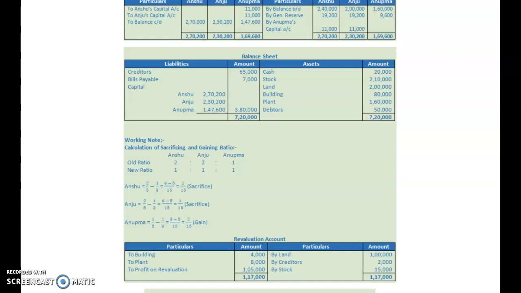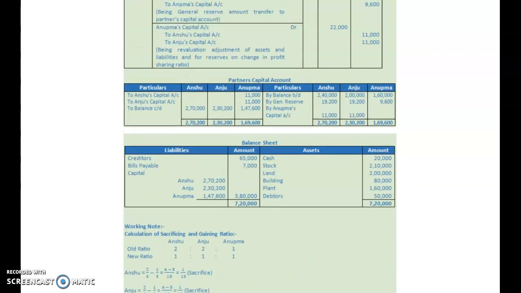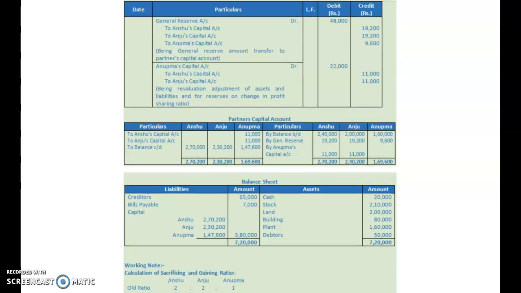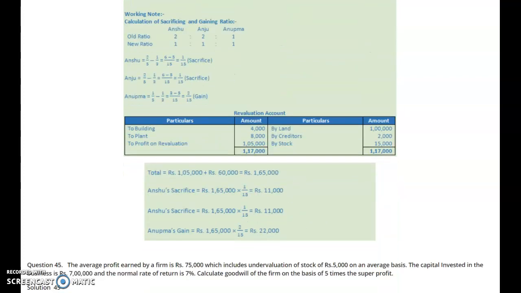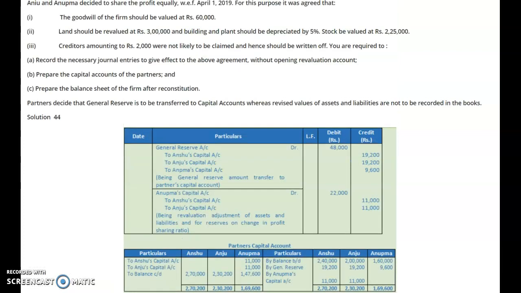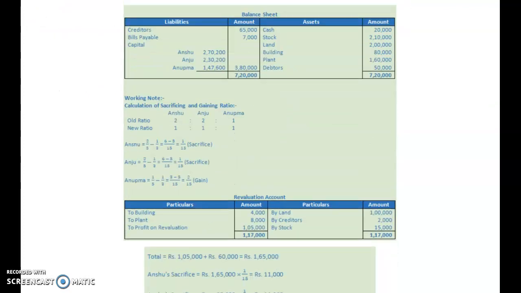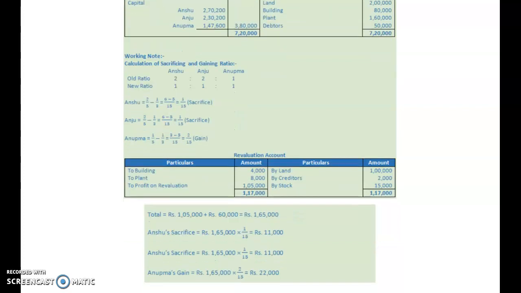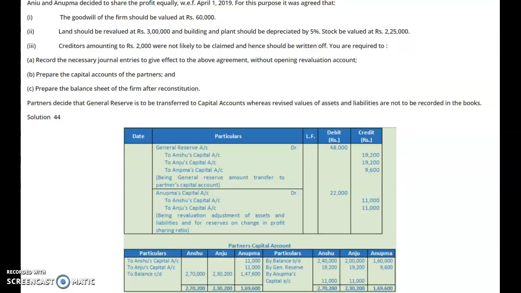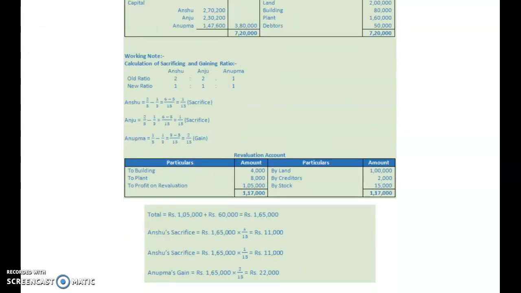Here we first have to see the revaluation result, that is 1,05,000 on account of revaluation profit. And the second thing that is very important is the amount of goodwill, that is 60,000 here. At the beginning I told you that we will deal with it later on. So here, goodwill of the firm should be valued at rupees 60,000. This 60,000 will also be adjusted through the adjustment entry. So the total amount to be adjusted is 1,05,000 of the profit plus 60,000 of the goodwill as given here, so the total will be 1,65,000.